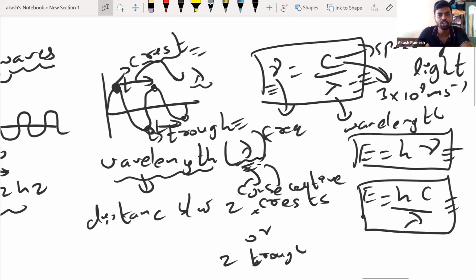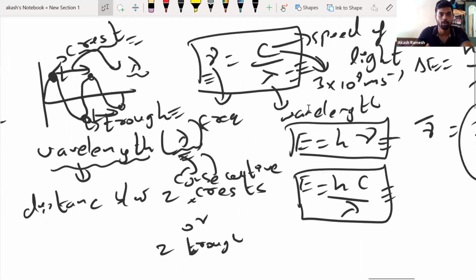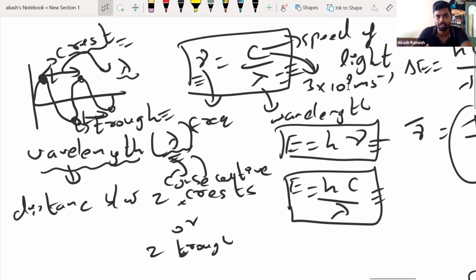Okay, and there is a connection between your frequency and lambda, that is wavelength. Frequency nu is equal to c by lambda. Now c is nothing but the speed of light, 3 into 10 to the power 8 meter per second. Now with this equation, E is equal to h nu, in place of nu I put c by lambda, then you will be getting this equation as E is equal to hc by lambda, right?